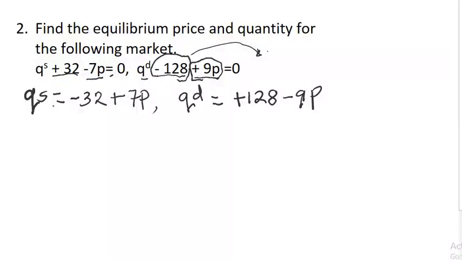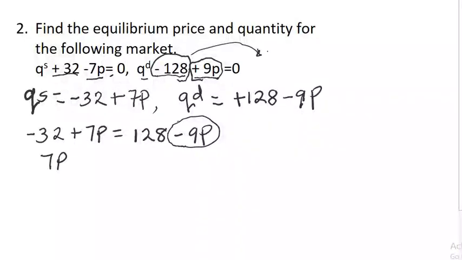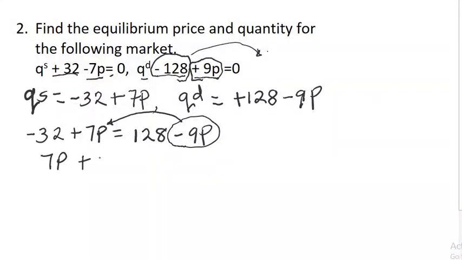Remember that quantity of supply equals quantity of demand in equilibrium. So minus 32 plus 7p, which is the quantity of supply, is equal to the quantity of demand, which is 128 minus 9p. At this point, we collect like terms. I'm going to leave 7p at the left hand side, then move minus 9p to the left to meet 7p, its brother. So as minus 9p crosses this equals to sign, the minus will change to plus 9p equals 128. As minus 32 crosses the equals to sign to the right, minus 32 will change to plus 32.